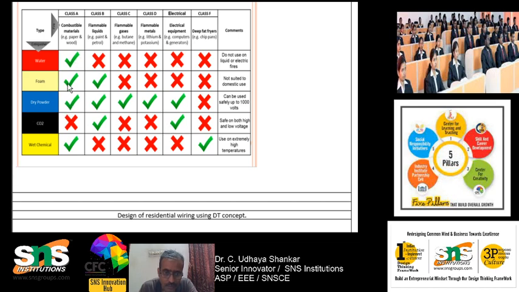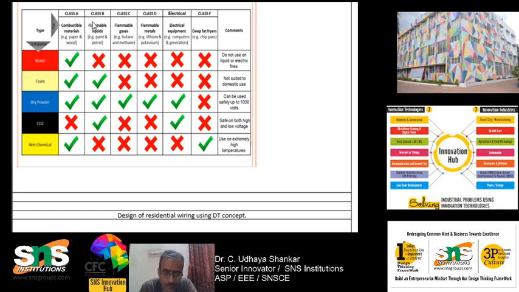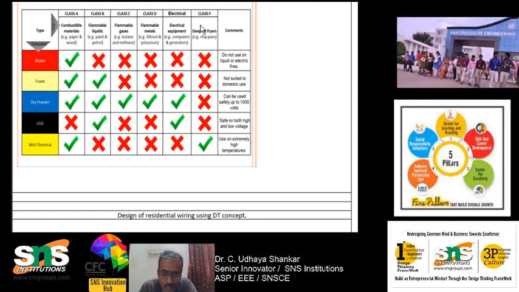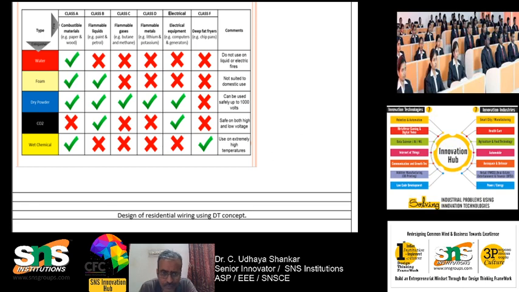Here the tick mark represents which extinguisher to use. For paper and wood we can use water based, foam based, dry powder based, and wet chemical based, but CO2 cannot be used. If it is a flammable liquid, then we can use foam based, dry powder based, and CO2 based. For flammable gases, we have to use dry powder only. For flammable metals, we have to use dry powder only. For electrical equipment we can use dry powder as well as CO2. For fat fryers we have to use only wet chemical. From this table we can choose our type of fire extinguisher for different types of appliances.